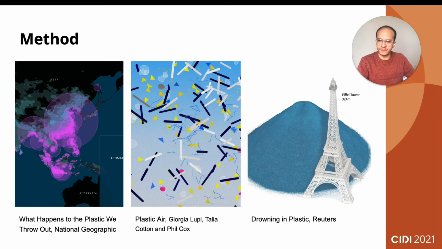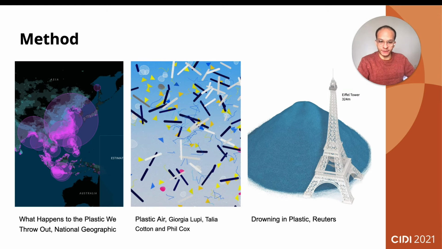In this paper, we're analyzing three different projects, which are all based on data visualizations and address plastic pollution. One of them is called What Happens to the Plastic We Throw Out by National Geographic. It is a data-driven online narrative, which is part of a journalistic publication, covering pollution on basically most of Southeast Asia and emissions of plastic pollution in the ocean. The other is Plastic Air by Giorgia Lupi, Talia Cotton, and Phil Cox, which is an exploratory tool which allows you to see representations of microplastics in the air.